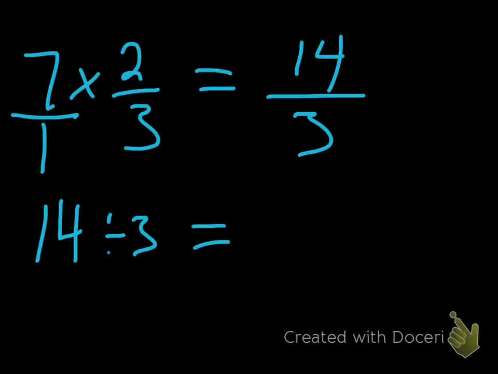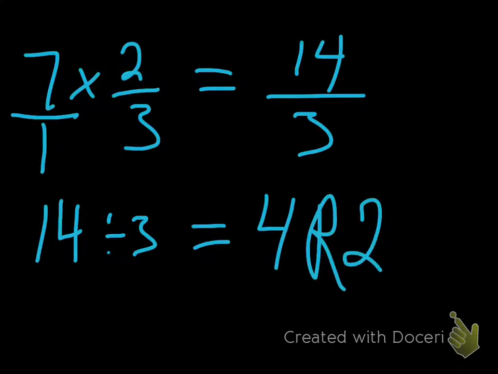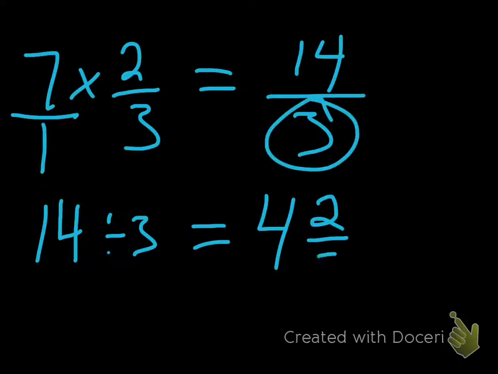So 3 goes into 14 4 times. And then I have 2 left over, remainder 2. However, we cannot leave it as remainder 2. We have to report it as a fraction. And the way we report it as a fraction on this one is we just put our remainder on top of the denominator because we're breaking it into 3 equal groups. So our remainder is 2. Our denominator stays the same.